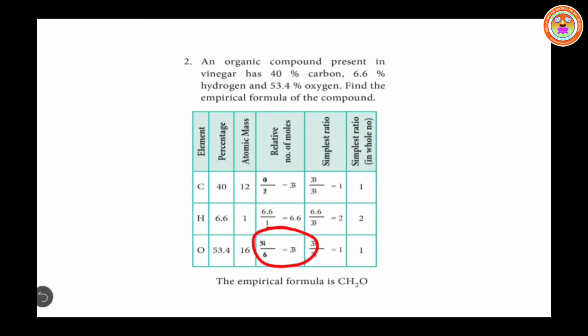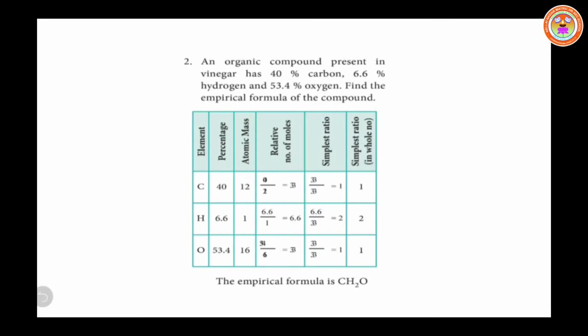Okay, 53.4 divided by 16 is equal to 3.3. Therefore the relative number of moles of carbon, hydrogen and oxygen are 3.3, 6.6 and 3.3. Then next we can calculate the simplest ratio of the elements. How to calculate the simplest ratio? It should be calculated by dividing the relative number of moles by its lowest value.